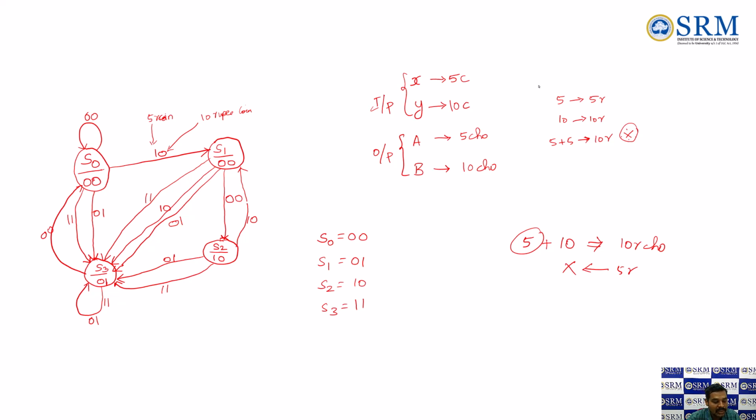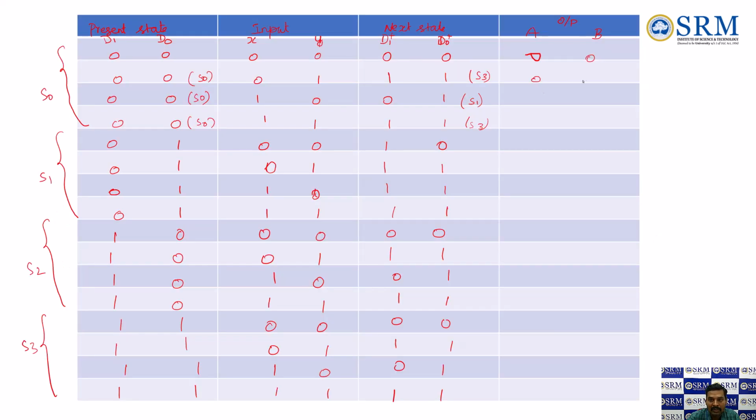Next, my present state is 0, 0 and my input is 0, 1. What will be the output? The output is still 0, 0. So in a similar way, you can write all the outputs, right? 0, 0, all the things 0, 0. You can check with the state table. In a similar way, you can complete the entire output table. That's all about the state diagram as well as the state table.